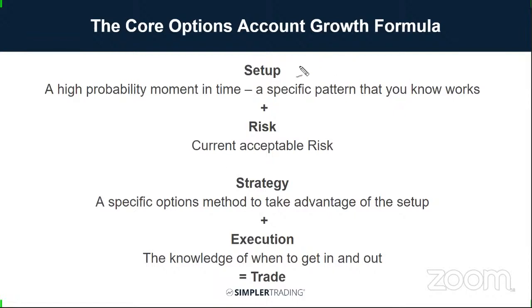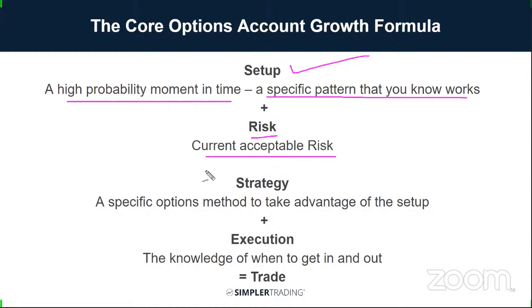Okay. You have to know your setup. The setup is going to be a high probability moment in time, a specific pattern that works, okay? After that, you have to know your current acceptable risk. Even though I was trading these accounts and being able to grow them so well, I still had pretty small trades on. Even now that my account's $30,000, I'm still only risking less than $1,000 per position. So I like to keep my risk pretty small.